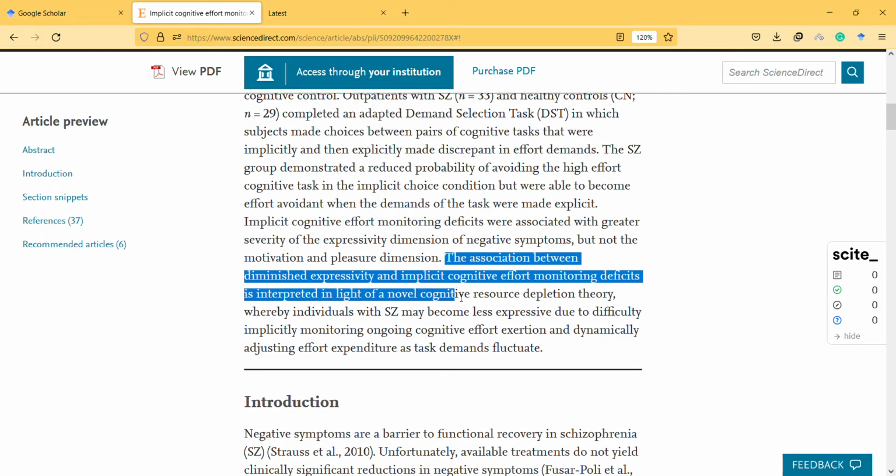The association between diminished expressivity and implicit cognitive effort monitoring deficits is interpreted in light of a novel cognitive resource depletion theory, whereby individuals with schizophrenia may become less expressive due to difficulty implicitly monitoring ongoing cognitive effort exertion and dynamically adjusting effort expenditure as task demands fluctuate.